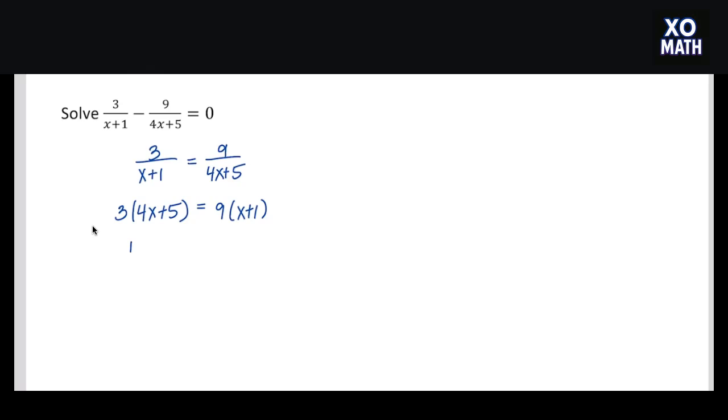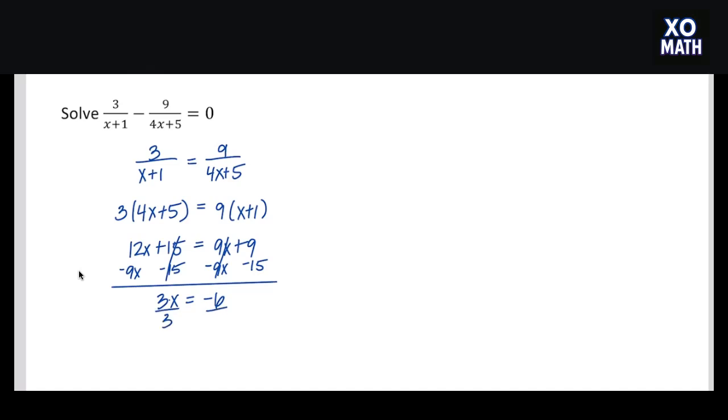I can distribute the 3. I get 12x plus 15 is equal to, if I distribute the 9, 9x plus 9. And then I'll collect like terms on each side. So I will subtract the 9x from both sides, and then I'll subtract the 15 from both sides of the equation. And on the left side, I'm left with 12x minus 9x is 3x. On the right side, I have positive 9 and then minus 15, so that's negative 6. So 3x is equal to negative 6.